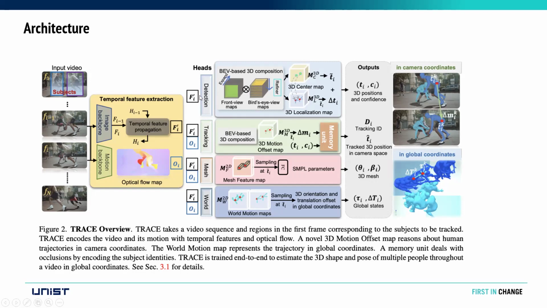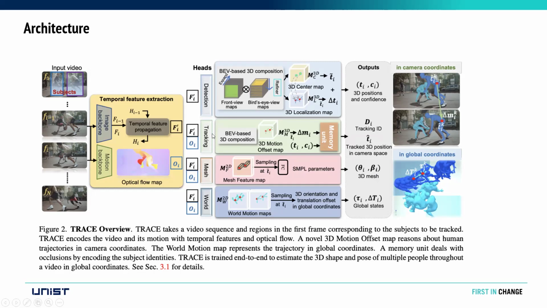First of all, the detection branch takes the temporal feature map as an input, and tries to detect the 3D position and the confidence of the human in that specific frame. And the mesh branch takes the temporal feature map and the motion map together as an input, and outputs the SMPL parameters, which are theta and beta.